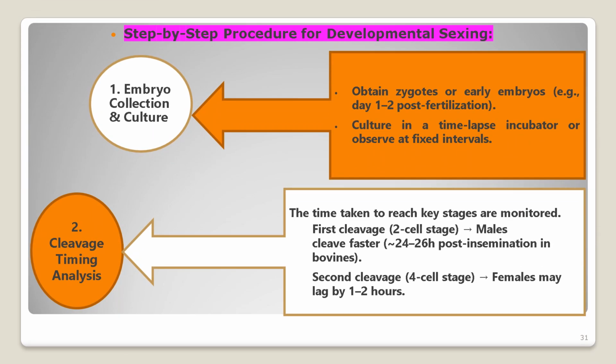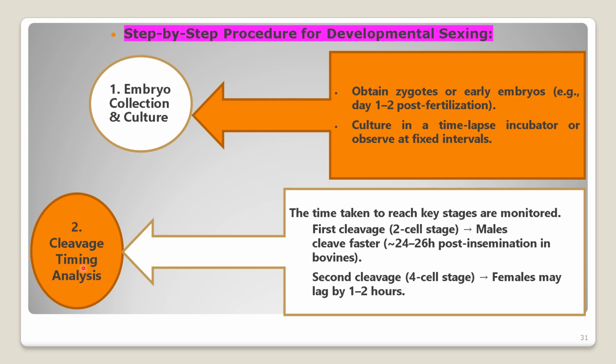So these are the steps undertaken. First is to collect the embryo and culture it. Here we obtain zygotes or early embryos, for example at 1 to 2 days post fertilization. They are cultured in a time-lapse incubator or observed at fixed intervals.